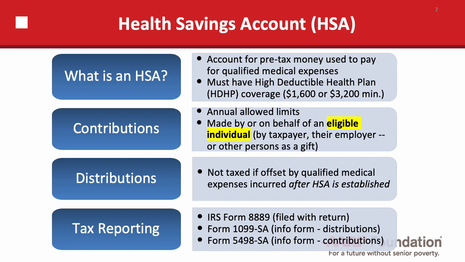Now, HSA contributions and distributions are reported on IRS Form 8889 and included with the tax return. Form 1099-SA provides the taxpayer with information on contributions. Form 5498-SA provides the taxpayer with information on distributions. Okay, let's explore each of these areas a little more deeply.